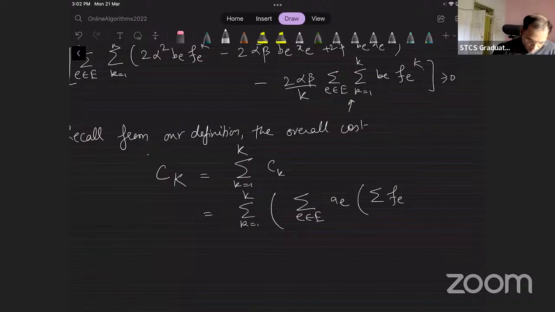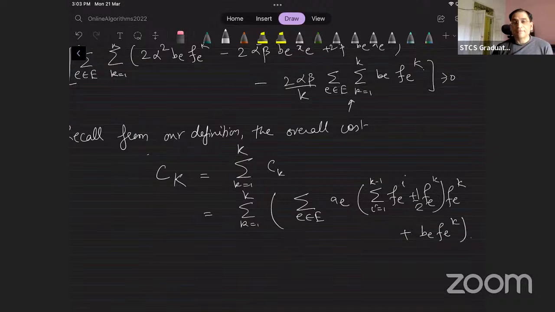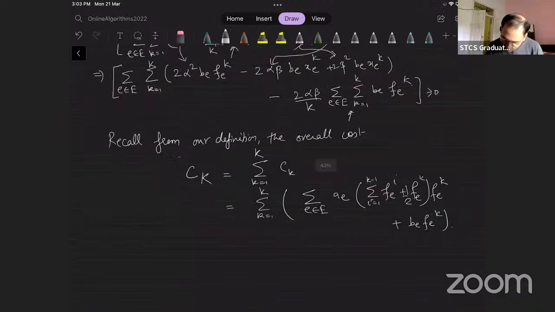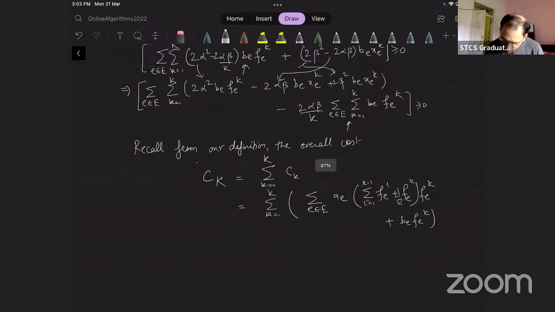f_e^i, i comes from 1 through k minus 1, plus half f_e^k, plus b. Everybody remember this, right? Hopefully. Yes. Very good. So now try to identify. So let's call this number 11.